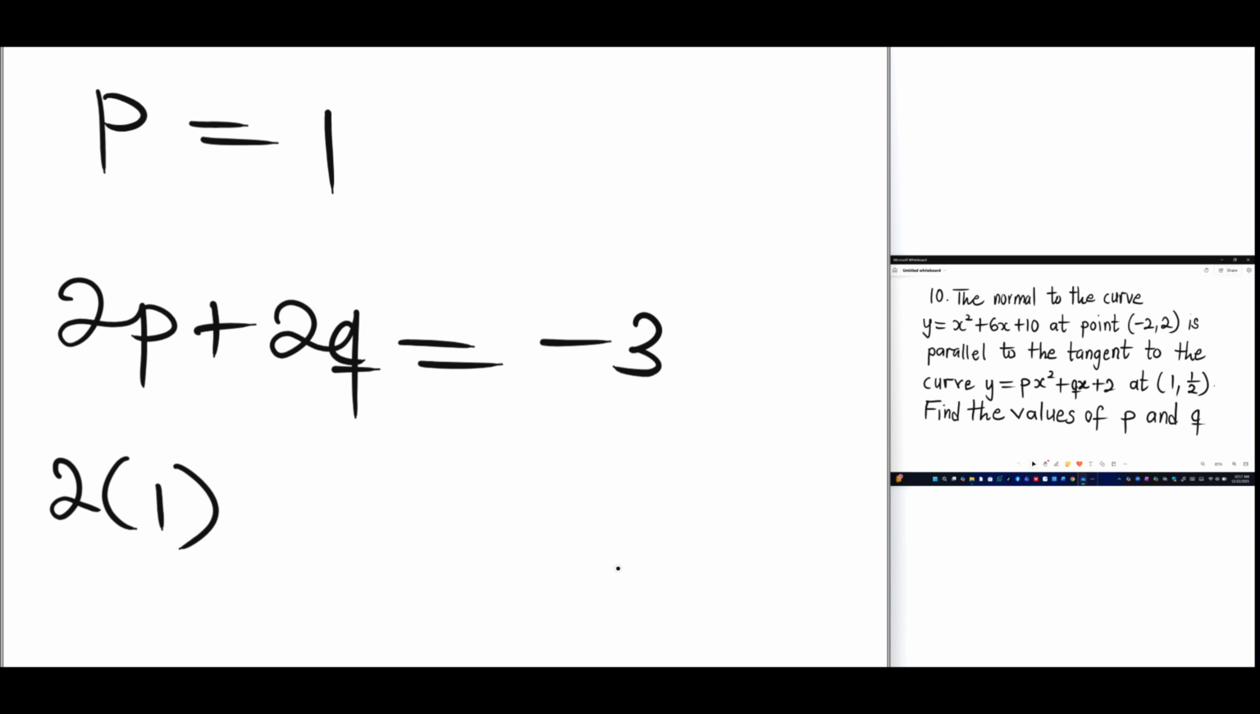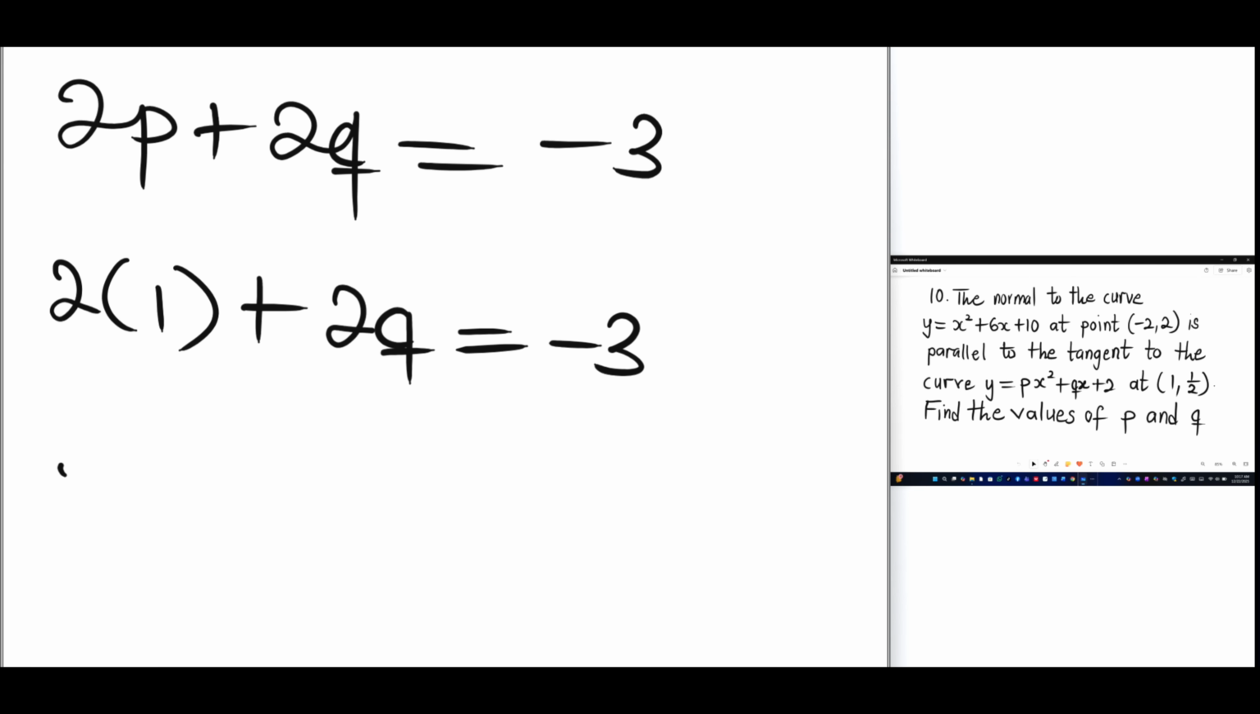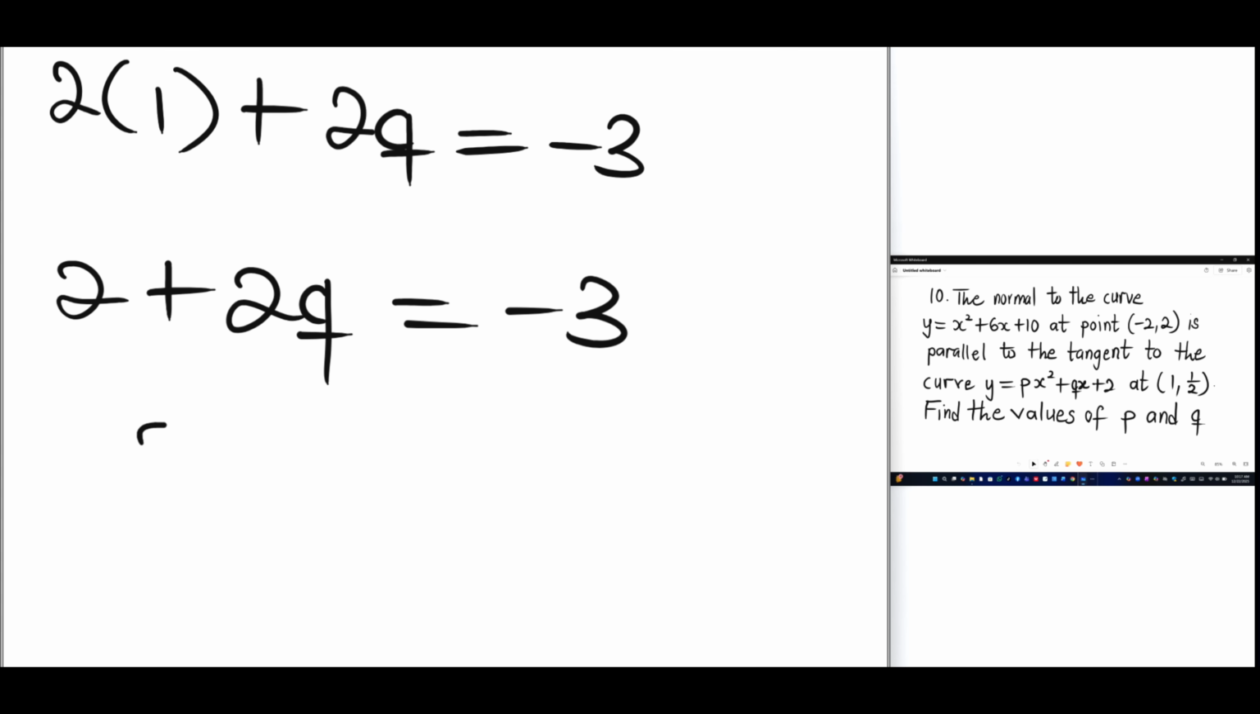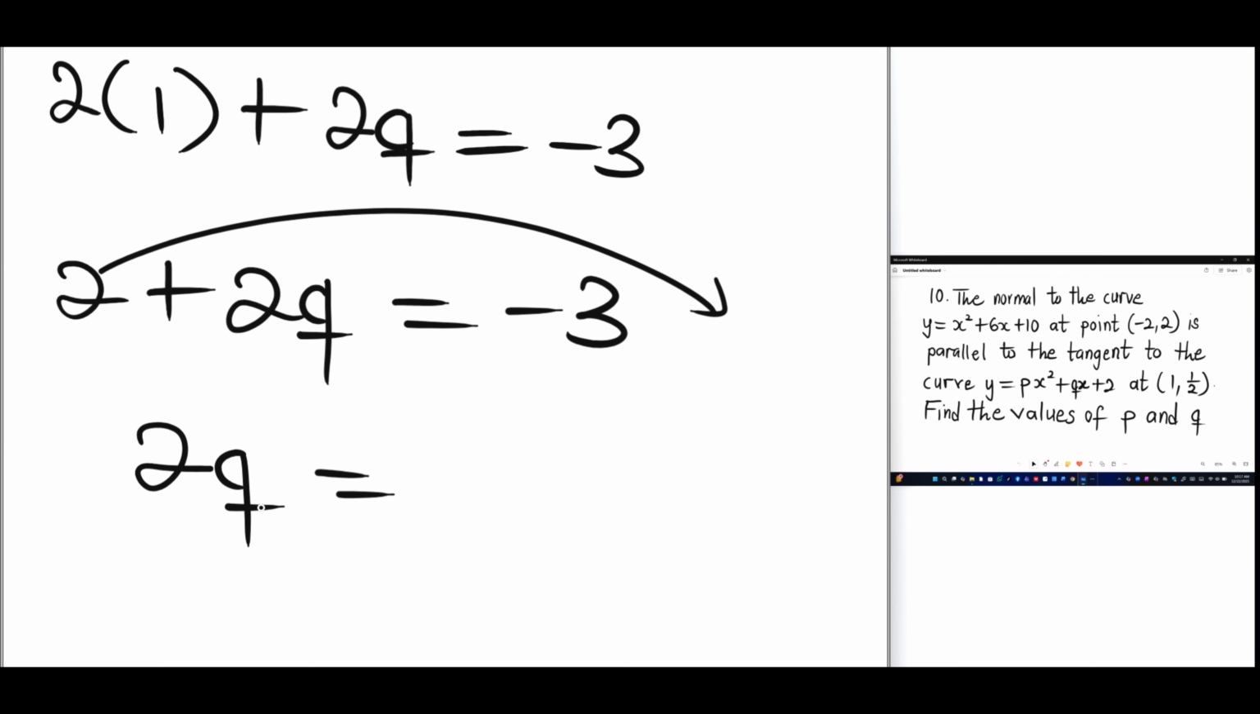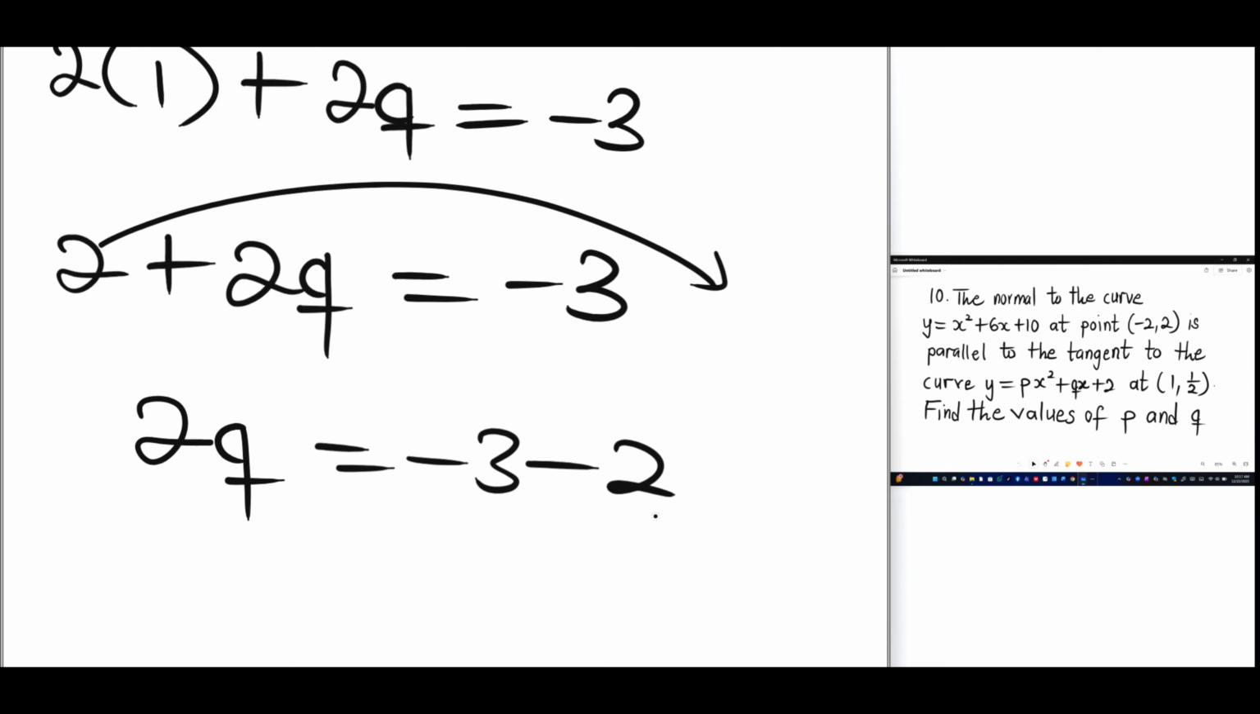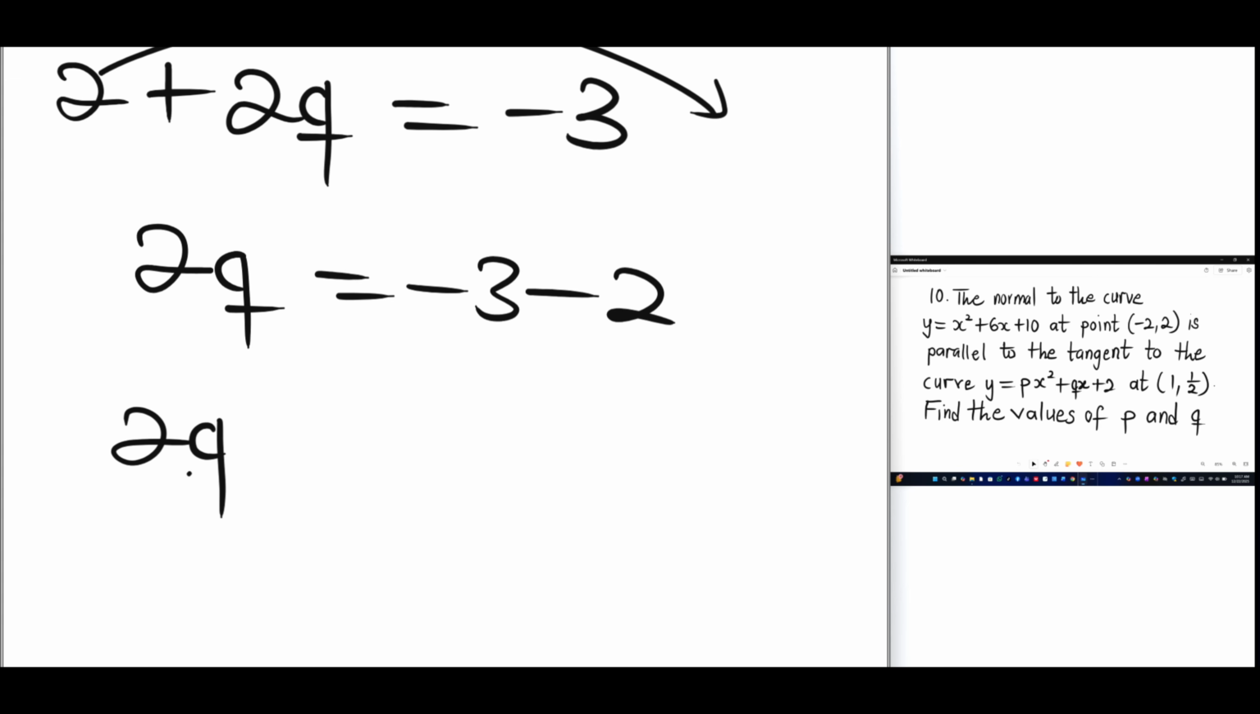plus 2q, sorry, rather, all equal to negative 3. So we are going to get 2 plus 2q is equal to negative 3. All right. So we make our 2q the subject, equal to, then we transpose the 2 to the right hand side. It becomes negative. So negative 3 minus 2. So we have 2q to be equal to negative 5.